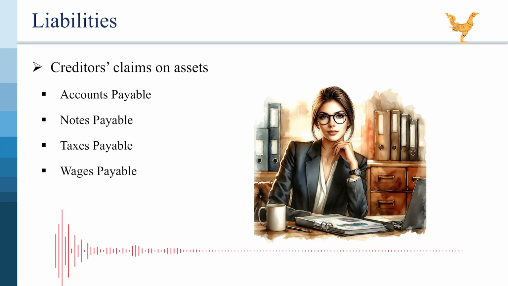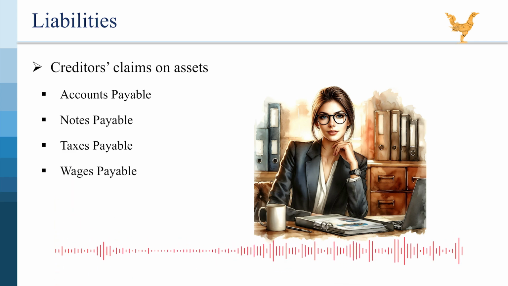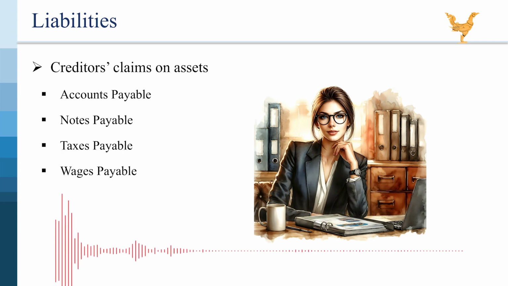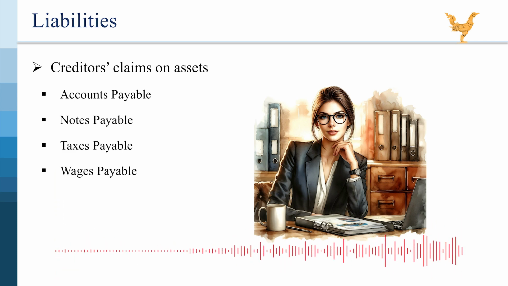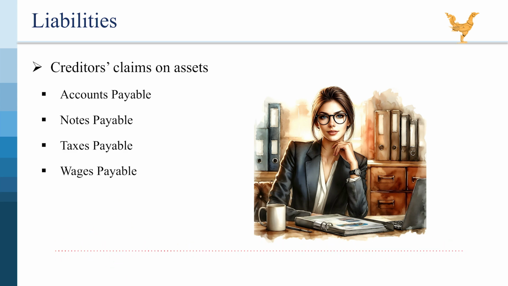They are obligations the company has to outside parties. Accounts payable. When a company buys goods or services on credit, the amount it owes to its suppliers is called accounts payable. It's like an IOU to vendors. Notes payable. This is similar to accounts payable, but it involves a formal written agreement, a promissory note, where the company promises to pay a specific amount by a specific date, often with interest. This could be a loan from a bank or financing for a large purchase.